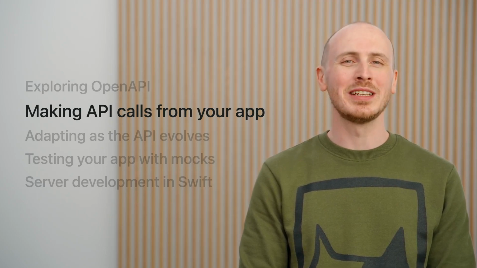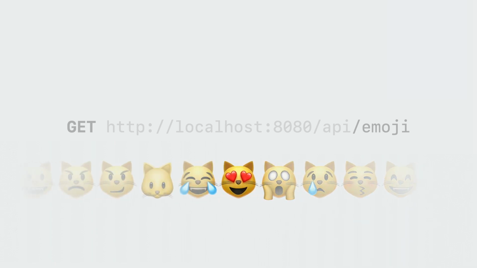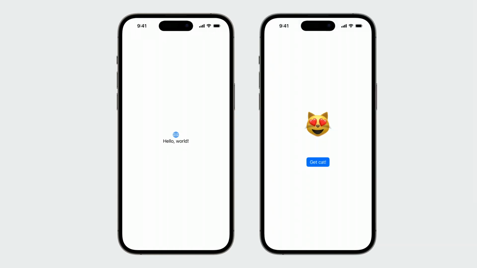For this, we'll need an API that we can call. In this demo, we'll call a simple API that returns one of the 10 cat face emojis at random. We'll start with the template SwiftUI app and replace the sample content with a big emoji and a button which fetches a new one from the server on each tap. We already have a server running, listening on localhost, which we can query from the terminal using curl.